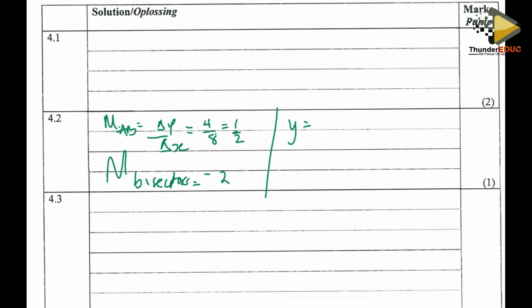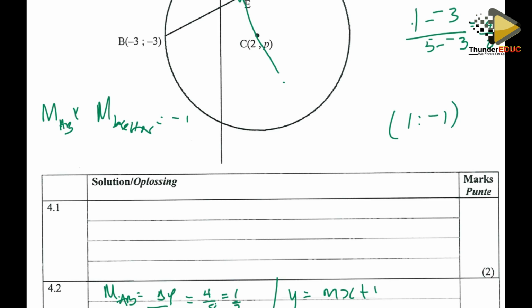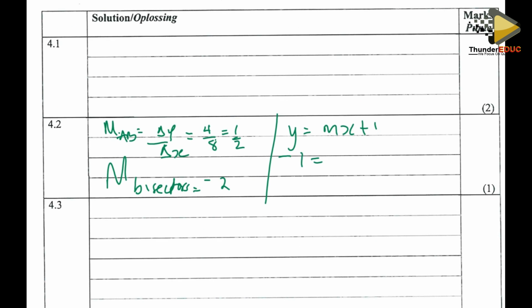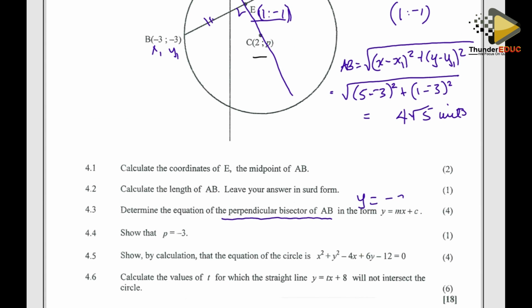And then I'll go and use my y equals mx plus c, or the y minus y1 formula, and so on. I'm using (1, -1) and substituting into that. Negative 1 is equal to negative 2 into 1 plus c. When I move this to that side, I'm going to get a 1 as my c, which means the equation is going to be y equals negative 2x plus 1. Does that make sense? Yeah, it does. Okay, so that is the equation. And then 4.4, they want us to show that p is negative 3.